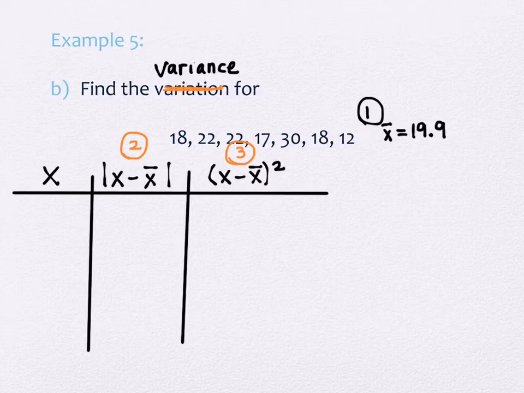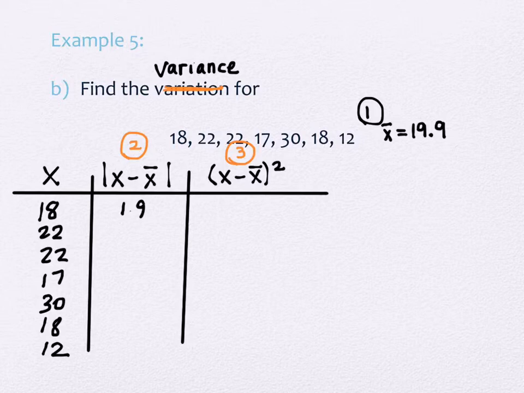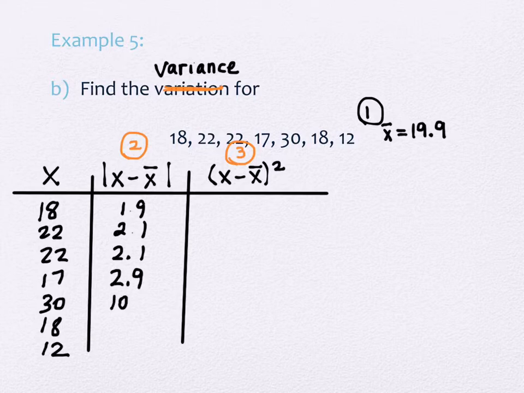Okay, so our table has the same list of values as before: 18, 22, 22, 17, 30, 18, and 12. And it has the same differences from the other chart. We already did that too, right? So I think we had 1.9, 2.1, 2.1. What was next? 2.9? 2.9, 10.1, 1.9, and 7.9. And again, some of those are positive, some of those are negative if I'm worrying about the sign. But here in a minute, it doesn't matter because I'm squaring everything.